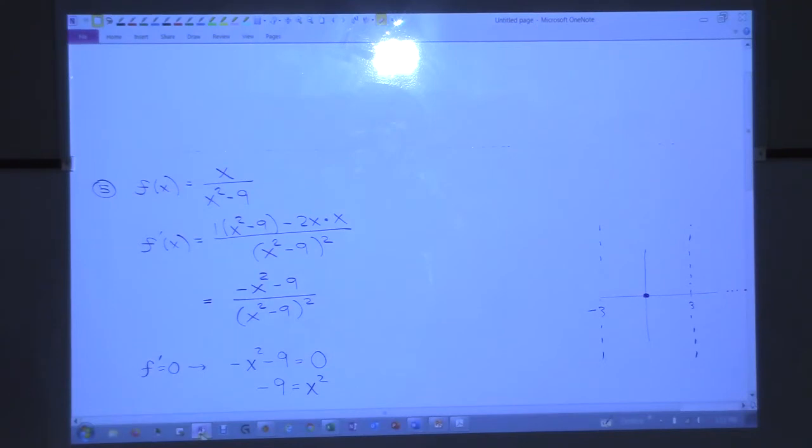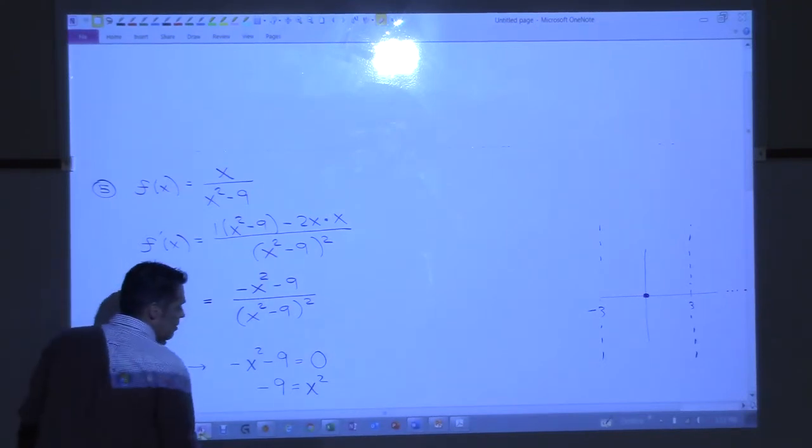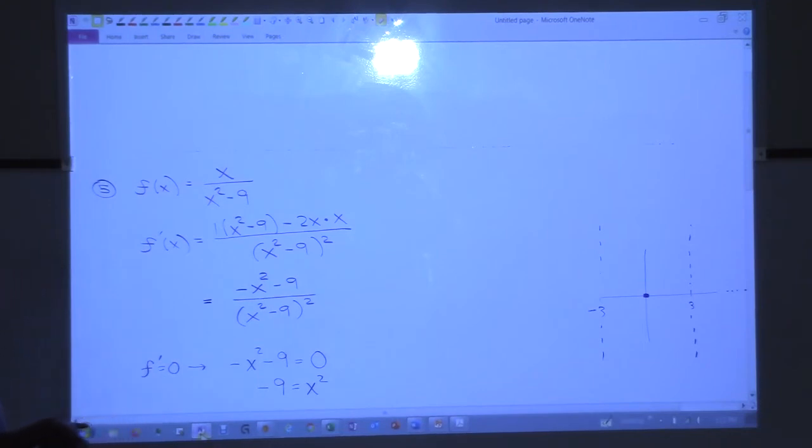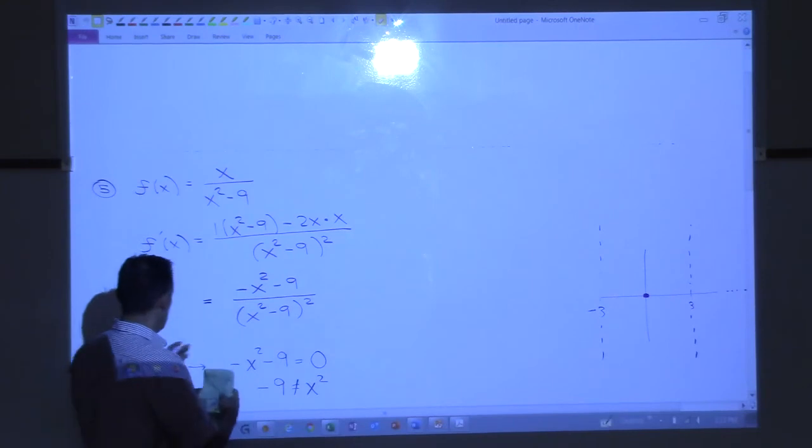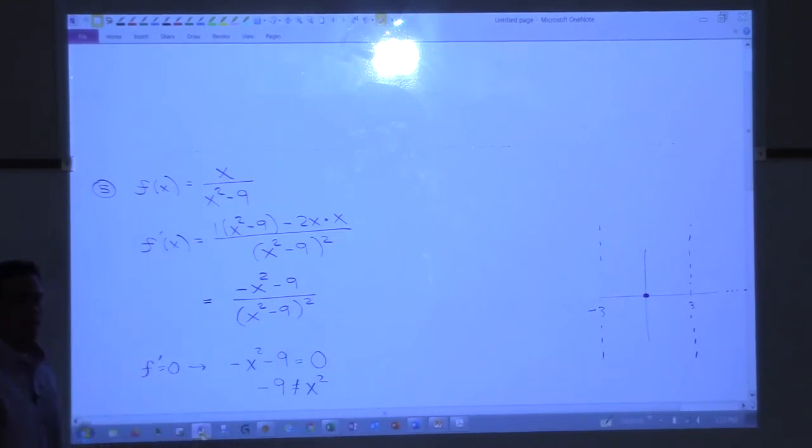And what can we say about that? Can x squared ever be negative 9? Not unless you're using imaginary numbers, which we're not. So this has no solution, right? So we have no critical numbers for this yet, right? So this is never true. What is the other thing we have to look at?